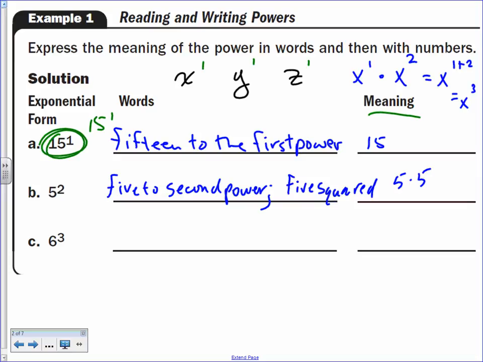What about the C? 6 to the third power. Good. 6 to the third power, or 6 what? 6 cubed. That's the more popular way, right? Yes.